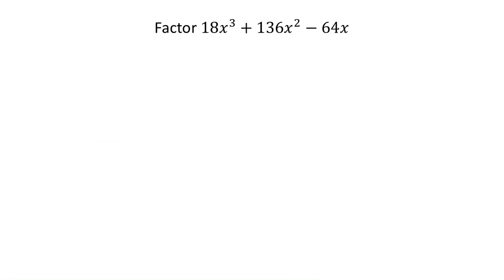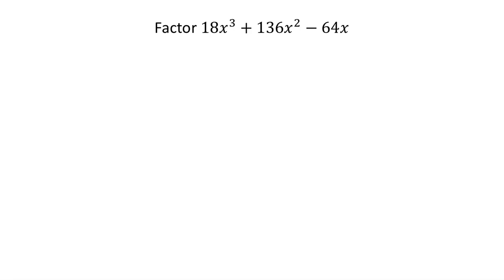One more. Here we notice that each term has a factor of x in it, so we definitely want to factor that out. I also notice that 18, 136, and 64 are divisible by 2. So I'll need to factor out at minimum a 2x. If I don't see what else I can factor out, after I've factored out the 2x, I'll check again to see if there's anything in common.